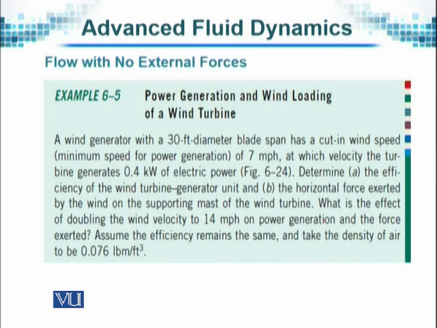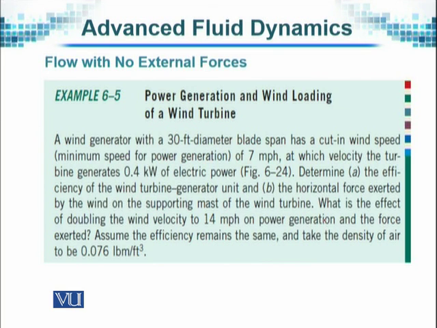So this is of 7 miles per hour, at which the turbine generates 0.4 kilowatt of electric power. So electricity is generated at this rate when the diameter of the blade is 30 feet and when the wind speed is 7 miles per hour. This is very important. Determine the efficiency of the wind turbine generator and the horizontal force exerted by the wind on the supporting mast of the wind turbine.